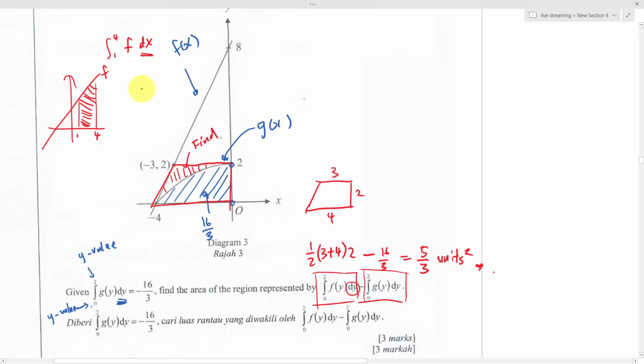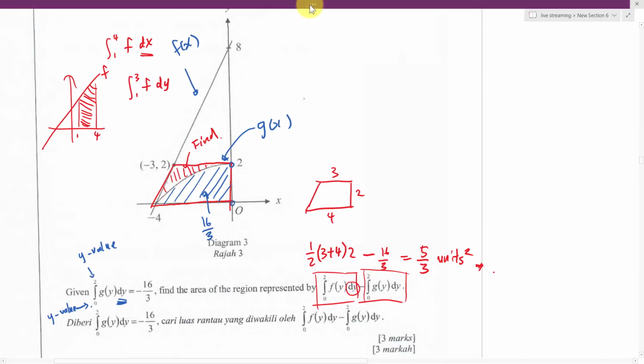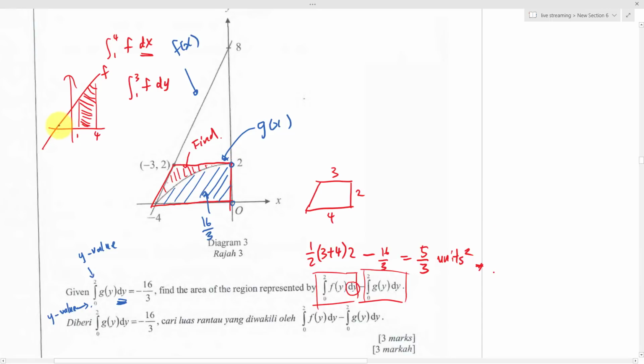So let's say I want to find, from 1 to 3 for fx dy. Then I need to find where is my 1 and 3 for the curve. So let's say this is 1, this is 3. So that means from the line toward the y-axis, I will stop at the y-axis. Alright, I hope at least you get the idea how to read the integration.